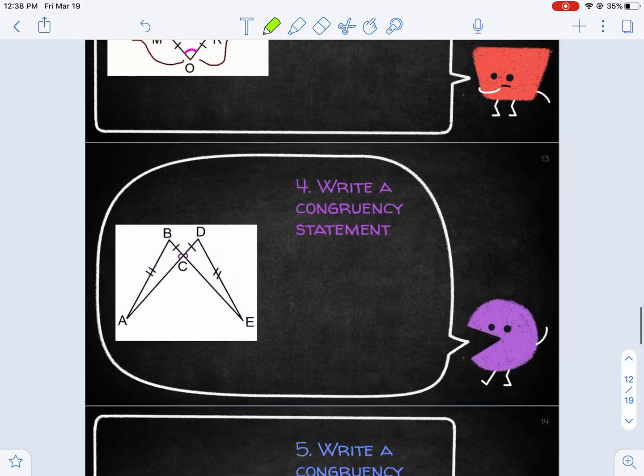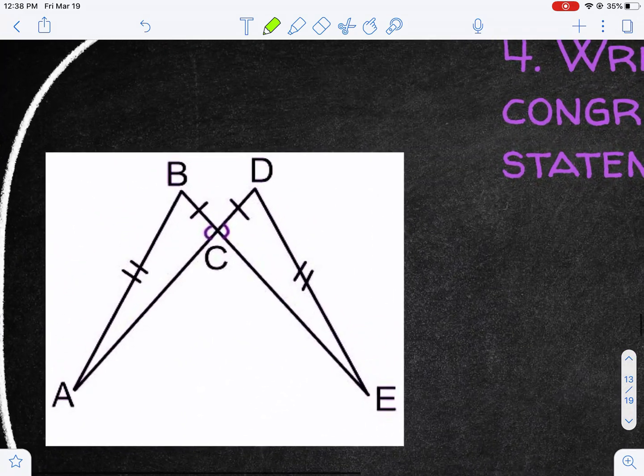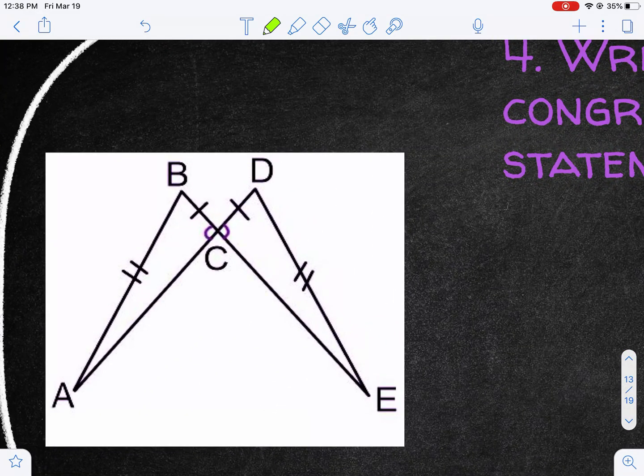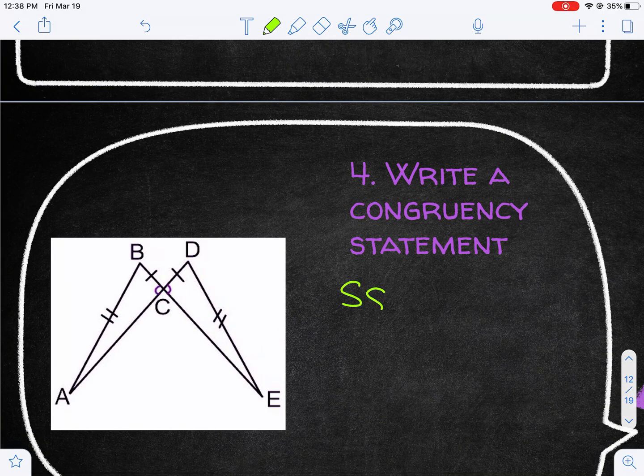A few more examples yet. This time, I have two sides and I have an angle that's not in between them. Okay, so this is side-side-angle, which is not allowed. So I'm not allowed to use it. But instead of saying, nope, they're not congruent, I'm going to say it cannot be determined.